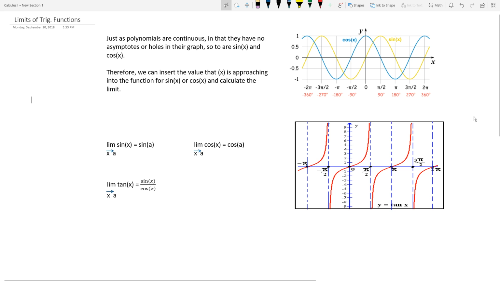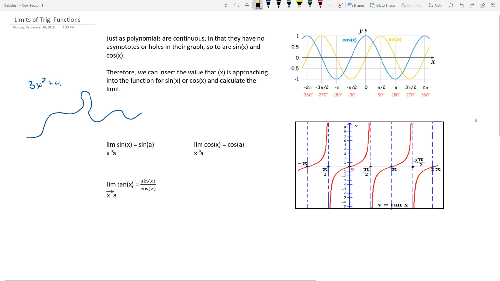So just as a polynomial is continuous, meaning that when you're graphing a polynomial, such as 3x squared plus 4, it's going to be continuous. That means that we do not have a domain restriction, such as an asymptote or a hole in the graph. So it'll just be a continuous graph, and you'll never lift the pen off the paper. That's literally what continuous means.